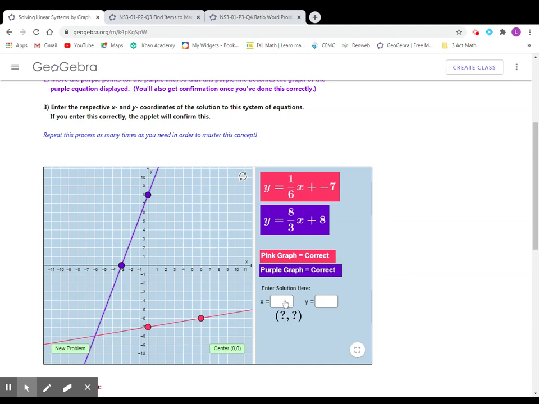Look at this intersection right there. That appears to be at negative 6, negative 8. So negative 6, negative 8, enter, boom. We've solved some systems by graphing them.